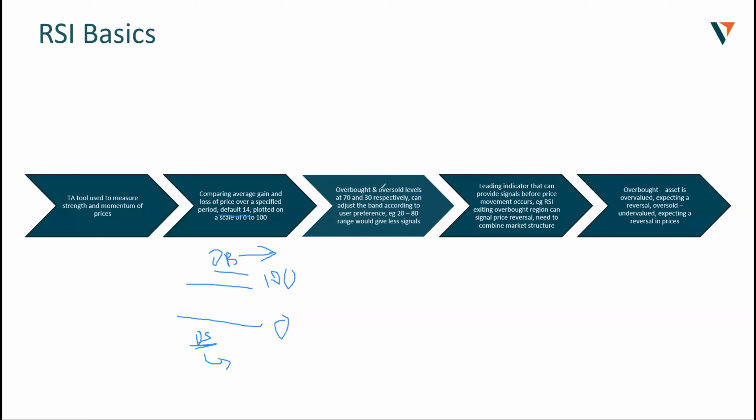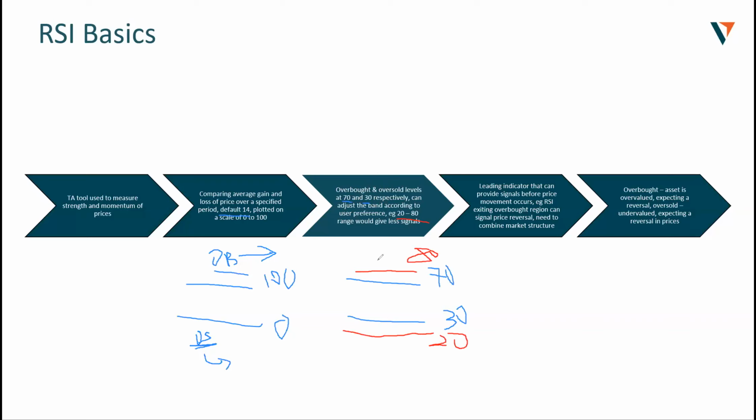So 70 representing the overbought region and 30 representing the oversold region, right? So you can actually tailor the band accordingly. So imagine if 70 and 30 is somewhere here. If you tailor it to be 20 and 80, for example, you can see that this is the 20th level and this is the 80th level. So by tailoring it to these levels, what you're doing is that you're making the signals less sensitive.